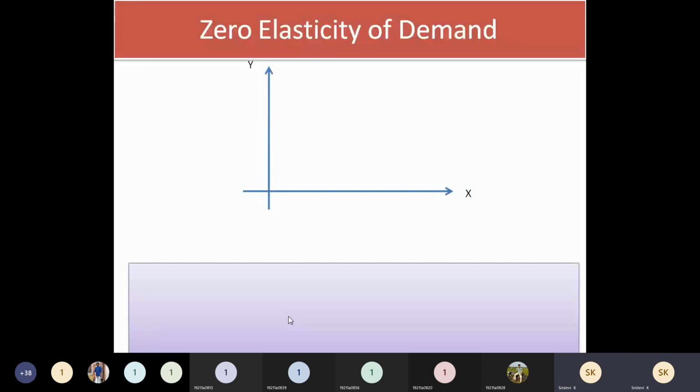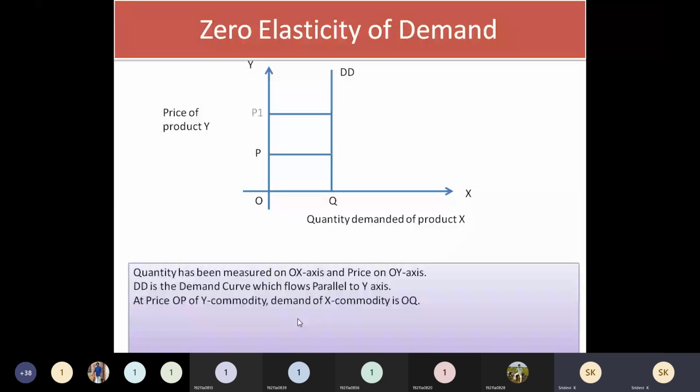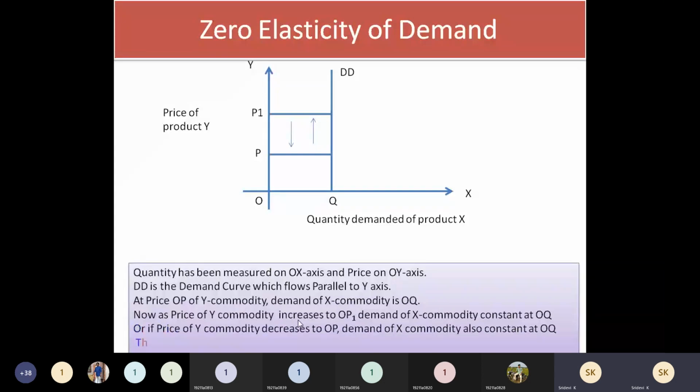So take it as P is the price and compare it with P1. When it is increasing or decreasing, there won't be any change in the sales of cheese. So which is called as what? Zero elastic demand. So this is how we can explain three different types of cross elasticity.